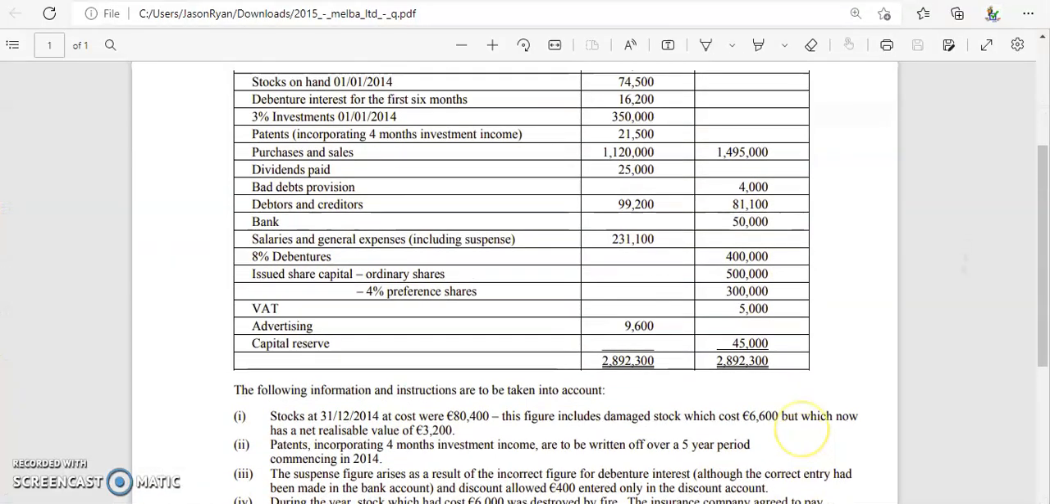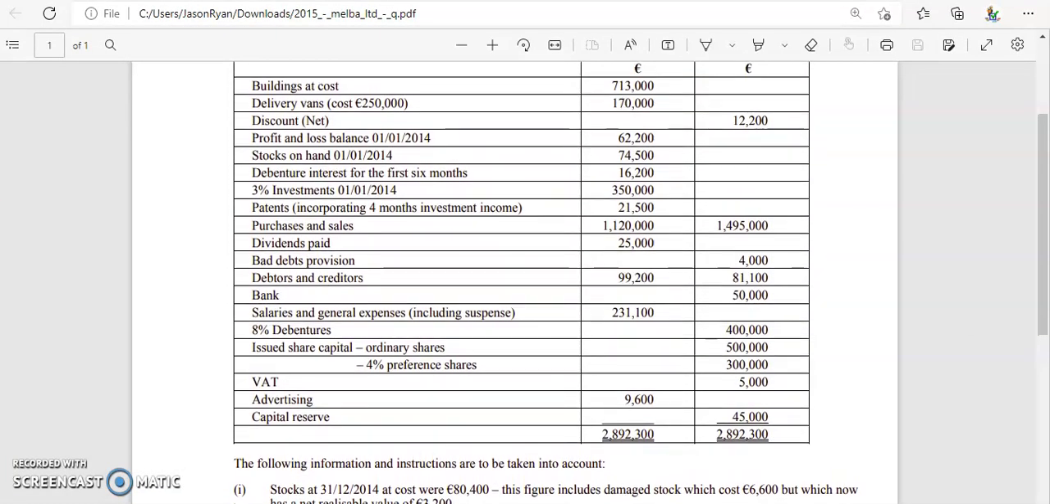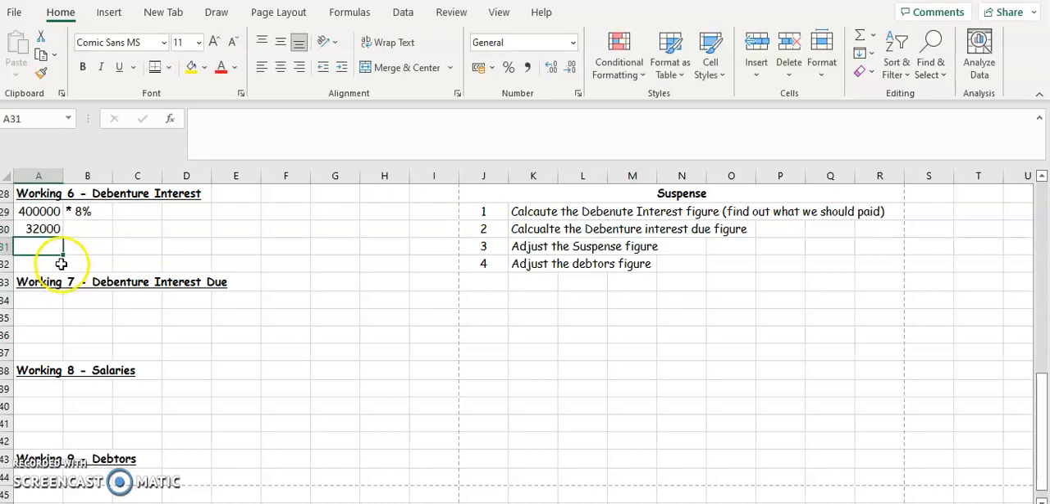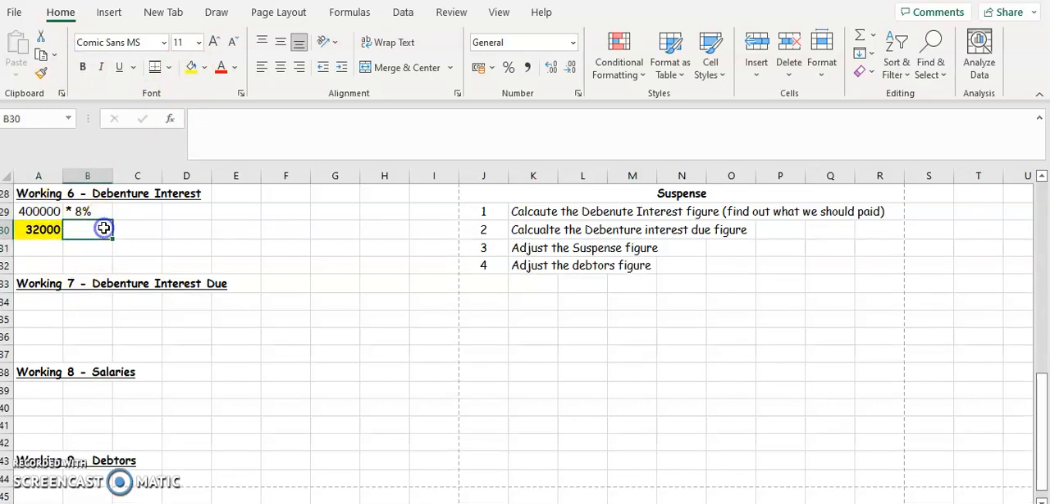So our debentures, let's have a look and see. We've got 8% debentures at 400,000. So it's going to be 400,000 multiplied by 8%. So 32,000, that's our interest that we need to pay for the year on our debentures. That goes into profit and loss, and we're going to take it away in our operating profit section.